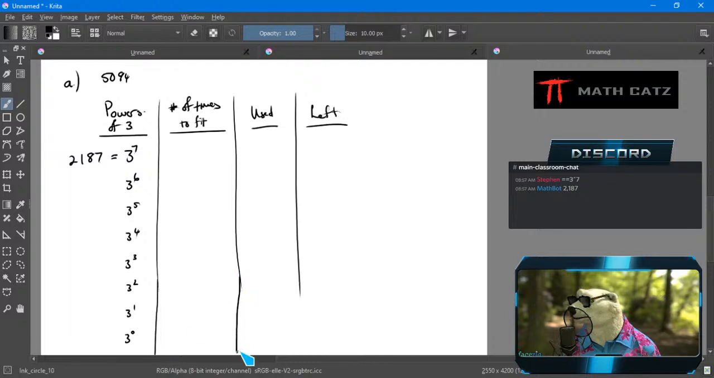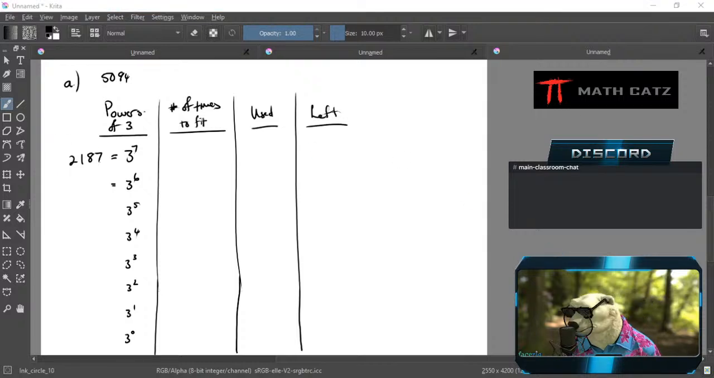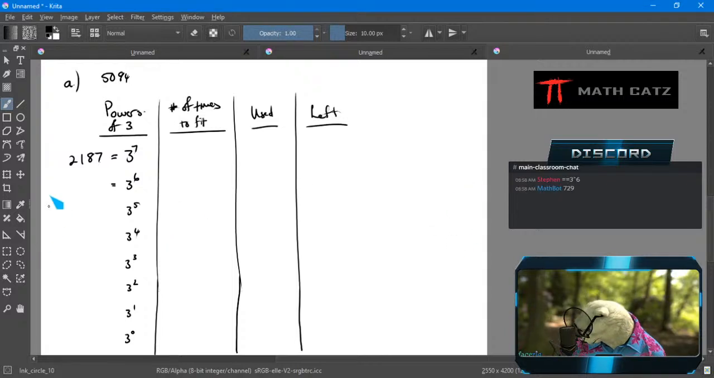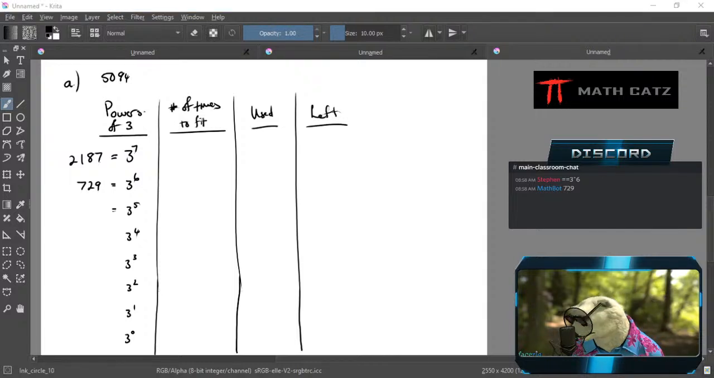I know the smaller the base, the bigger this table is going to be because the jumps are smaller. So maybe I know, maybe I don't know. I don't know 3 to the power of 6. Let's see. 3 to the power of 6. Whoopsie. 729. 3 to the power of 5. Maybe I don't know. Let's find out and be sure. 3 to the power of 5.